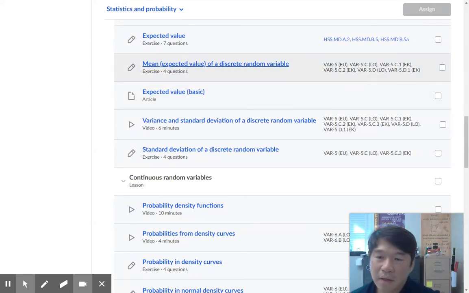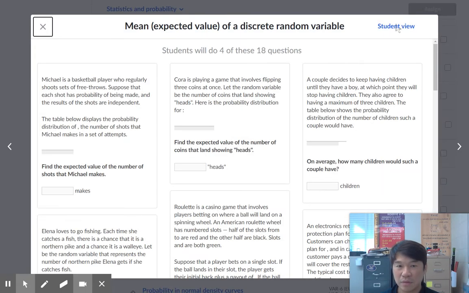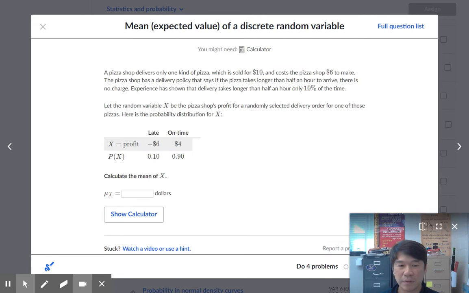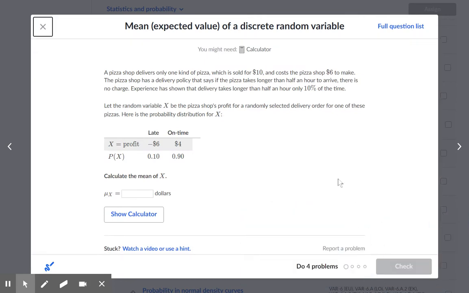Hi class, I'm about to do a video on doing this exercise. Mean, which is another word for expected value, of a discrete random variable. So let's dive in. And I don't really want my picture here, so it can go away.